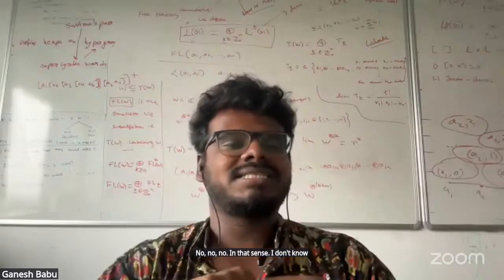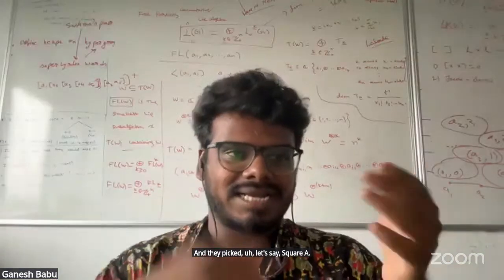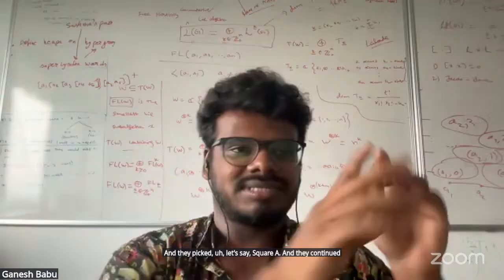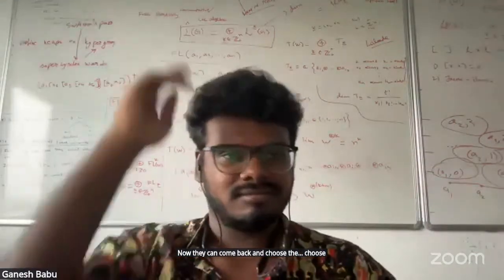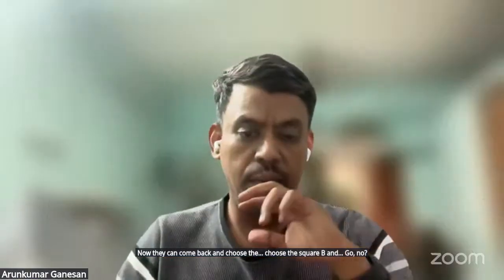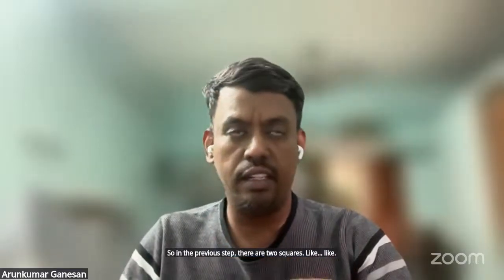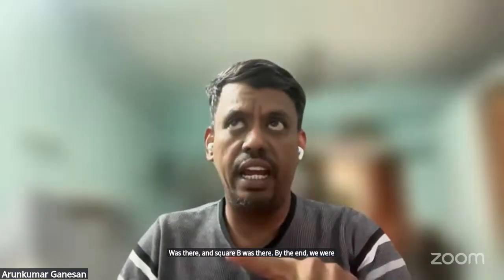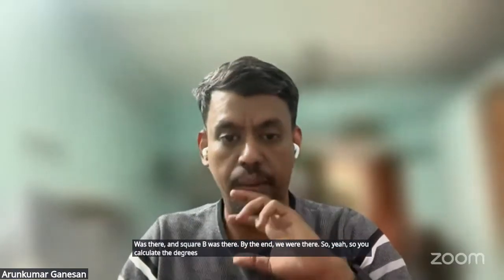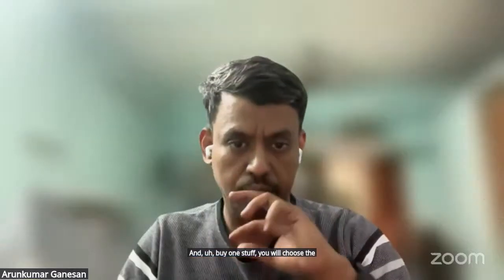In the sense, let's say there was a tie at some point in the game, and they picked, let's say, square A, and they continued, and somehow they are stuck. Now they can come back and choose the square B and go. No. So in the previous step, there are two squares, right? Square A and B were there. So you calculate the degrees of A and B, and by one stop, you will choose the one with the least degree.